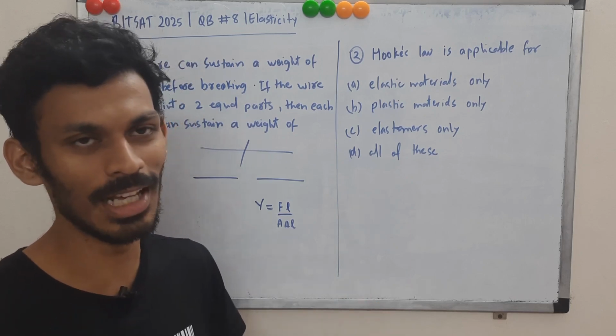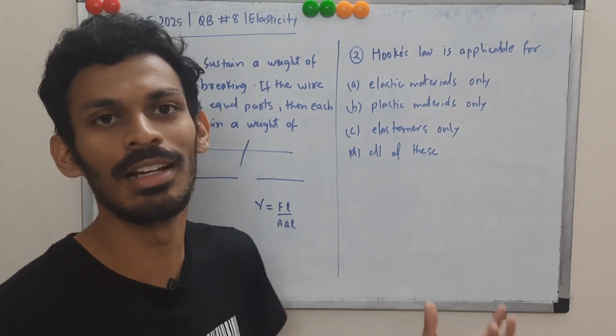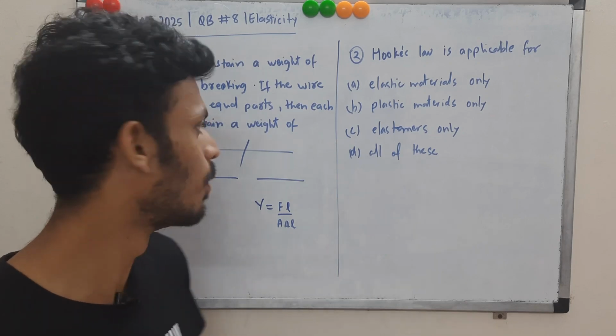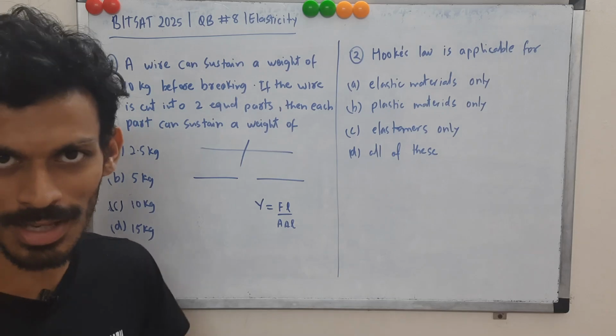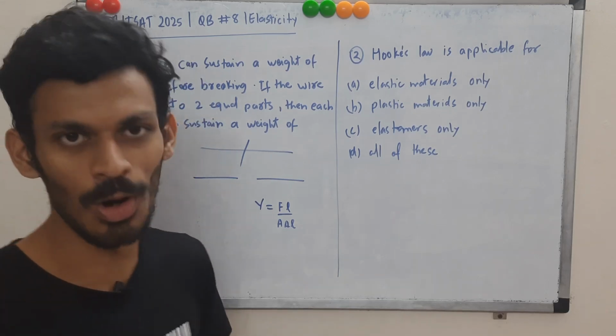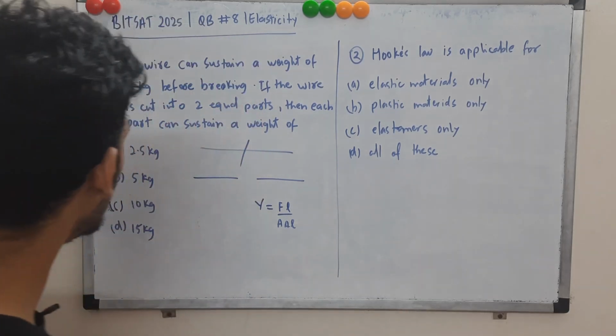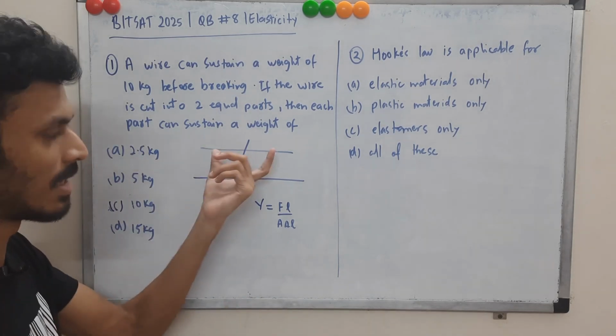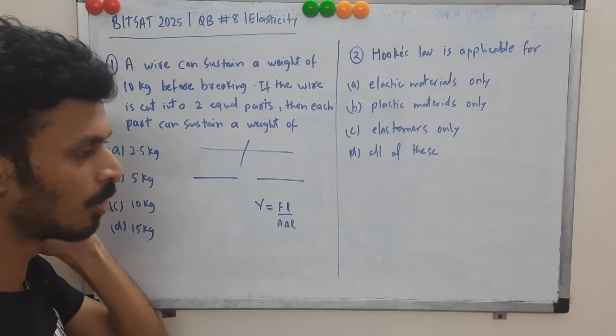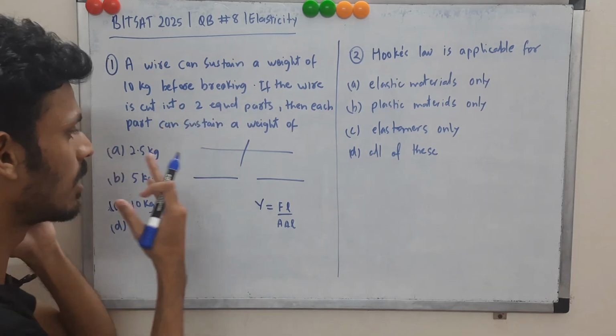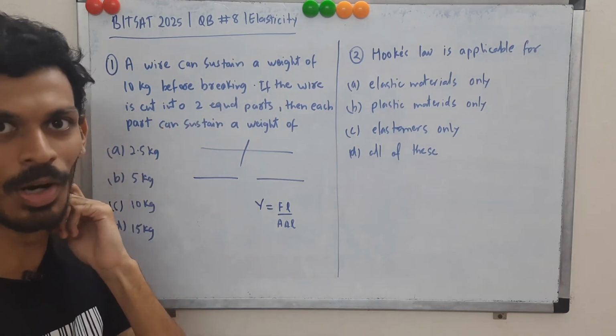It is a property of the material. It only depends on the material that you are using. So once you cut the wire, the material is the same, so Young's modulus will not change. So if this wire can sustain a load of about 10 kgs, its half can also sustain the same amount of load.